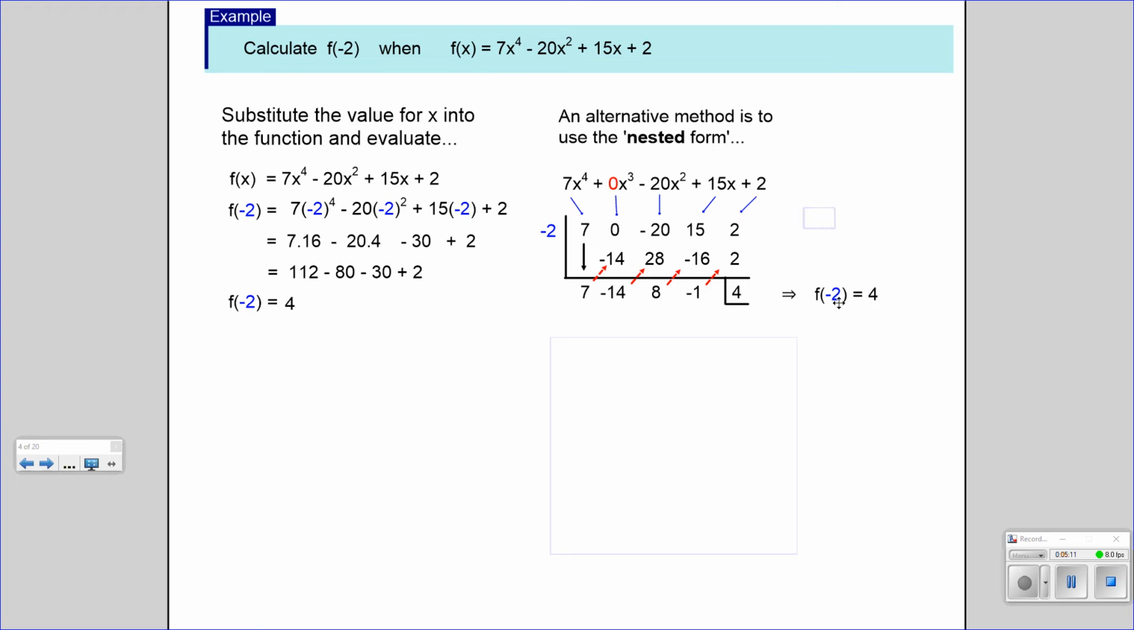So we can just tidy it up, finish it off by saying that the function, when we put minus 2 into it, gives us an answer of 4. And that essentially is using the nested form.